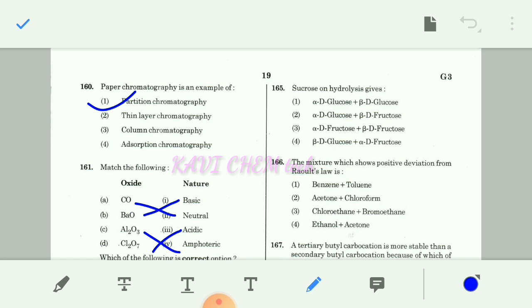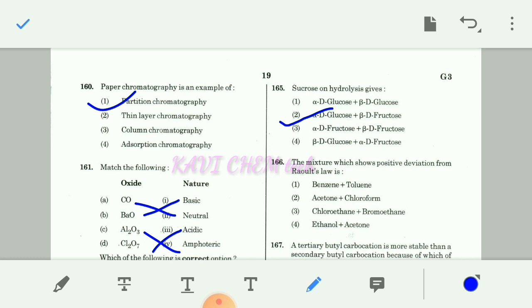Sucrose on hydrolysis will give, we know, glucose and fructose, whether it is alpha D glucose or beta D glucose, alpha D fructose or beta D fructose, whatever it is. So the correct answer is 2, alpha D glucose and beta D fructose. So both are D, but glucose is alpha and fructose is beta.